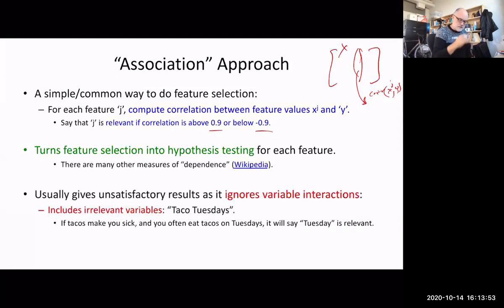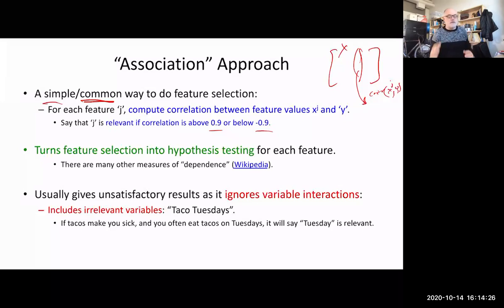There are lots of measures of dependence. Unfortunately, the association approach, although it is common and certainly simple, usually gives unsatisfactory results in the feature selection sense because it ignores, for a number of reasons, but one is that it ignores variable interactions. So it includes irrelevant variables.